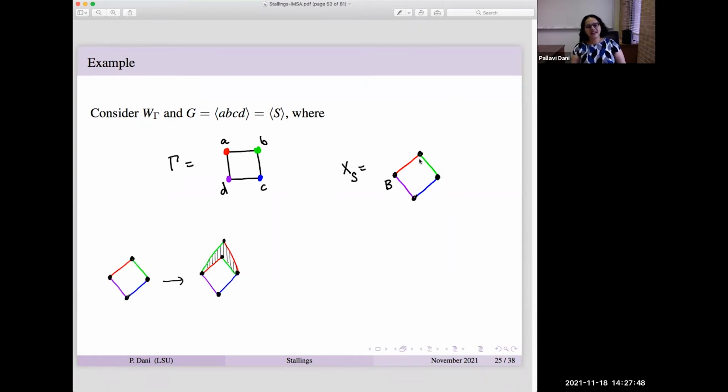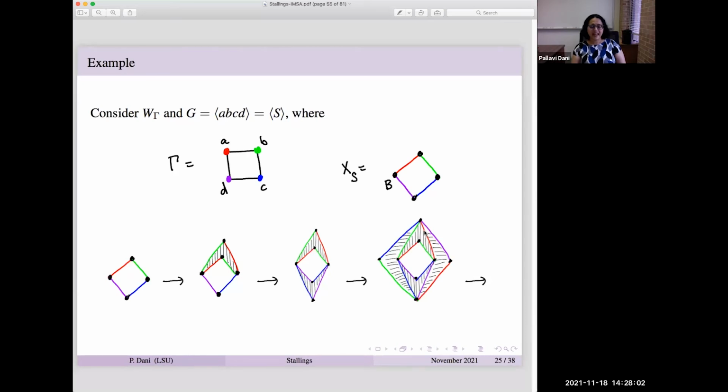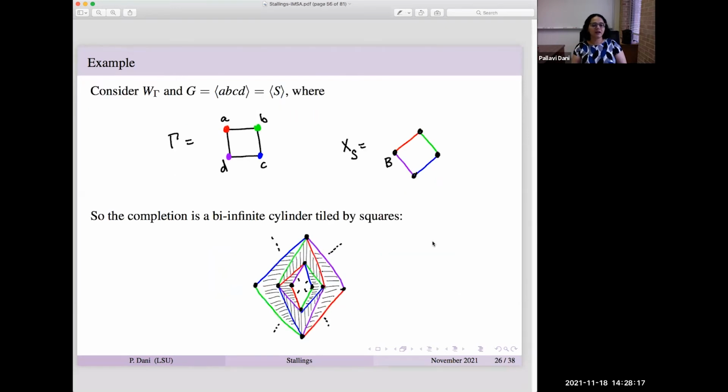But then I see that blue and purple also commute. So I can attach a square there. And I can basically keep going, right? Next, I can attach a square corresponding to green and blue as well as red and purple. And you can see right away that this process is never going to end, right? Both inside the square and outside the square, you're going to be able to always add more and more squares. And so the end result is going to be a bi-infinite cylinder that's tiled by squares.